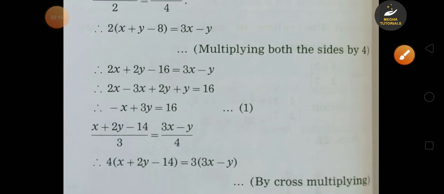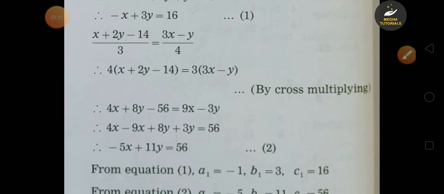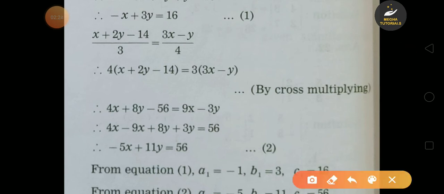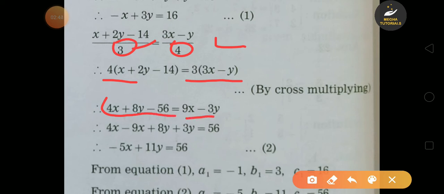Then we'll equate the second part with the third part to get equation 2. So (x plus 2y minus 14) upon 3 is equal to (3x minus y) upon 4. Now in this case they have used cross multiplication, so 4 will go to that side and 3 will go to the right side. So 4 into (x plus 2y minus 14) is equal to 3 into (3x minus y). So we are opening the bracket, and we'll get 4x plus 8y minus 56 is equal to 9x minus 3y. Then using transposition you will get 4x minus 9x plus 8y plus 3y is equal to 56, and after solving you will get equation 2 as minus 5x plus 11y is equal to 56.